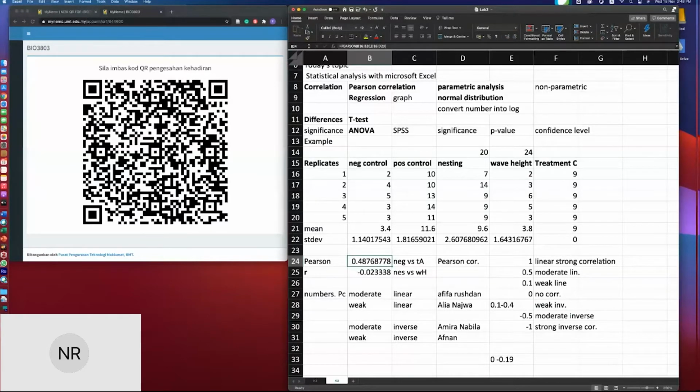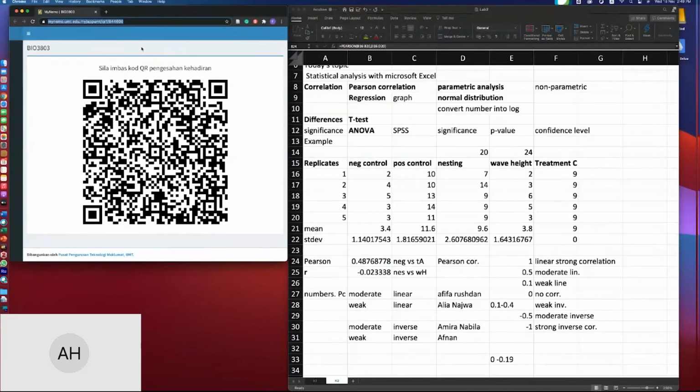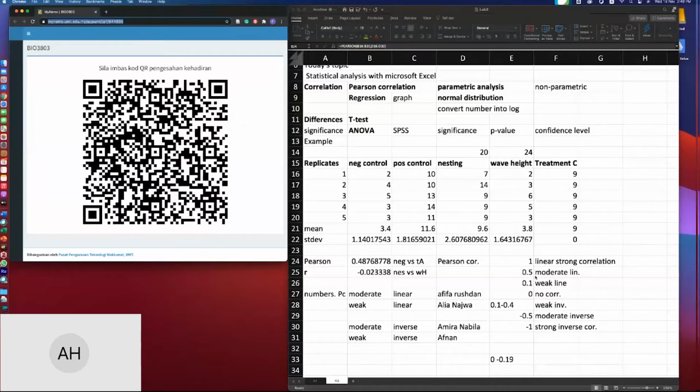Okay. Aina, Fatin, Hassan, what do you think? With 0.48, is it a strong linear correlation, a moderate linear, a weak linear, or no correlation? What does it mean? I would say moderate linear. Yes, it is a moderate linear correlation. Very good. Okay, thank you, Aina.